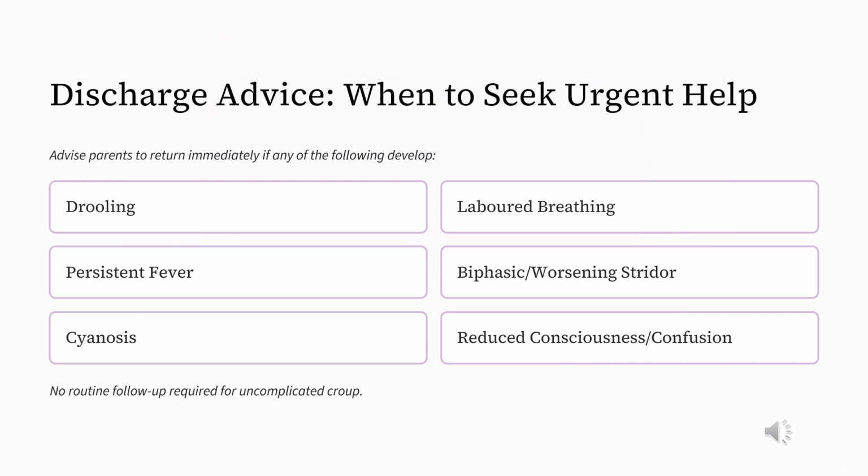So, when you discharge a patient with croup, you will tell some red flag signs to the parents. Advise parents to return immediately if any of the following develop. Drooling. Why? Because it's a classic sign of epiglottitis, upper airway obstruction, which is severe and life-threatening. Labored breathing, persistent fever, biphasic or worsening stridor, that is increasing stridor or stridor during inspiration and expiration, cyanosis, and reduced consciousness or confusion. You will tell parents to come back to the hospital.